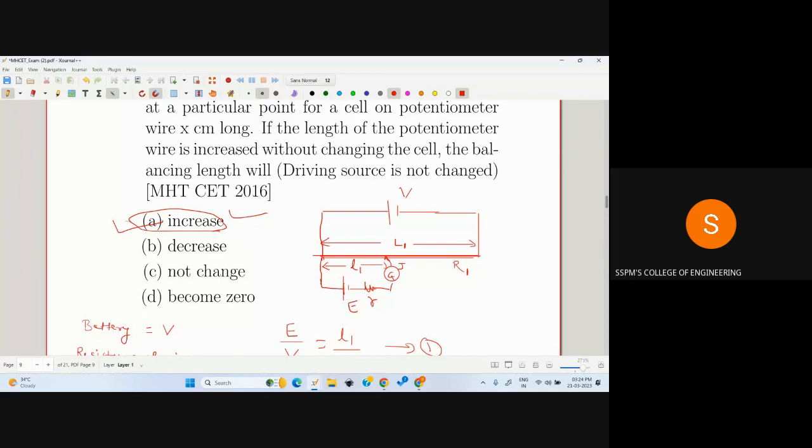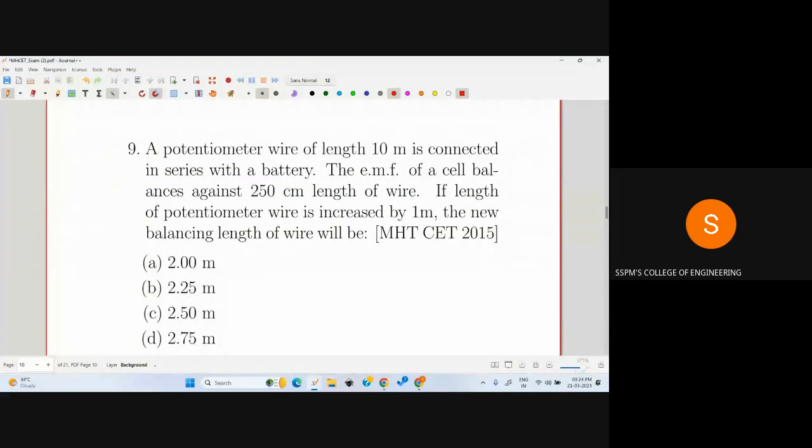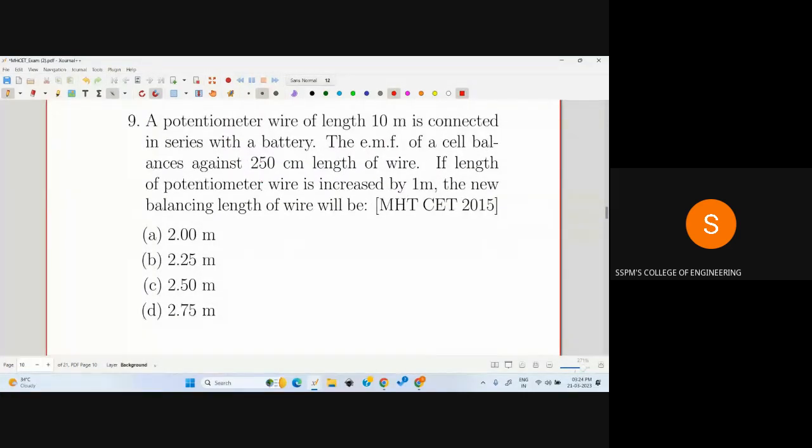Let's move to the next example. Example number 9. A potentiometer wire of length 10 meter is connected in series with a battery. The EMF of a cell balances against 250 centimeter length of wire. If the length of potentiometer wire is increased by 1 meter, the new balancing length of the wire will be?